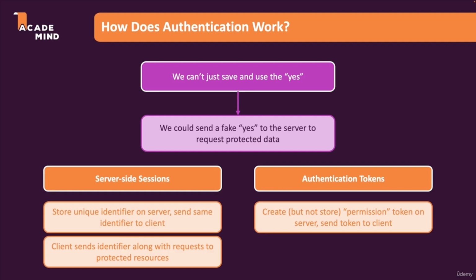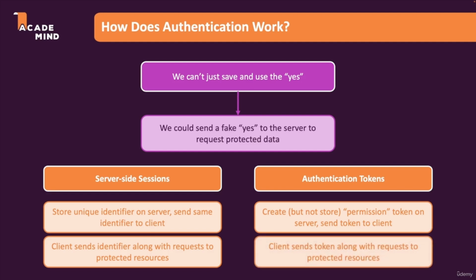which is only known by the backend. So in future requests from the client to the backend, we attach that token to those requests, and the backend is able to take a look at that token, validate it, and see if it is a token that was created by that backend. And if it is a valid token, then permission to those protected resources is granted.